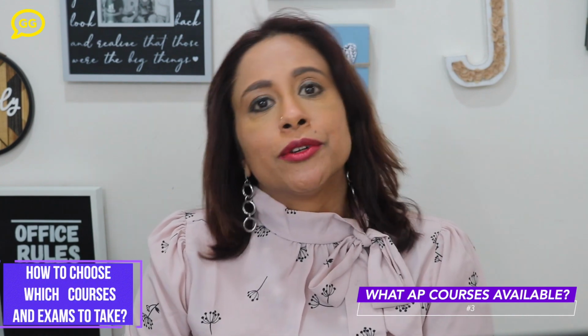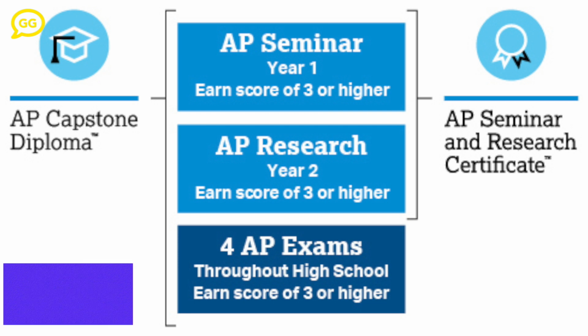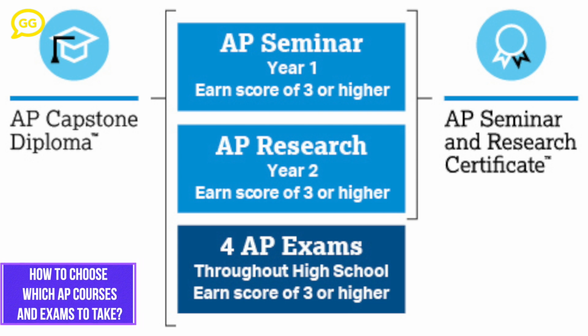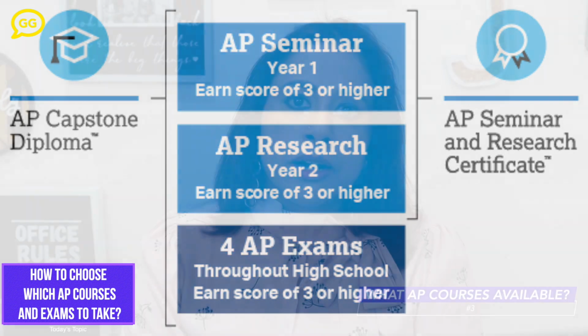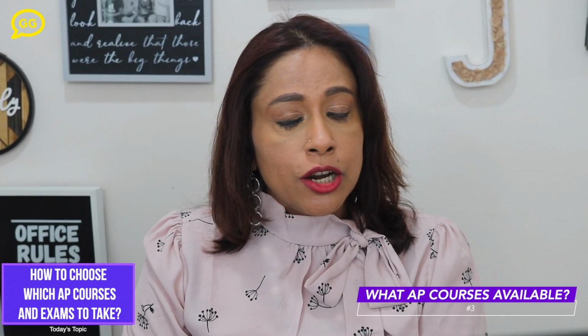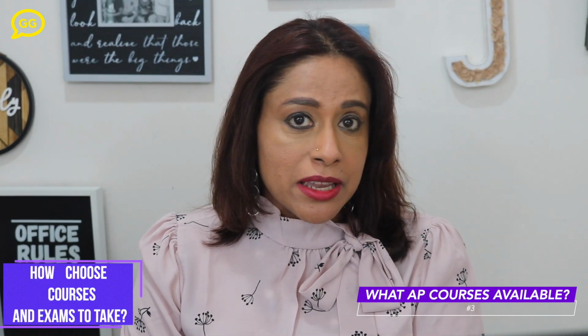And a little bit about the Capstone Diploma. The Capstone Diploma is awarded to students who finish their AP Seminar, Research, and 4 other APs as a part of their curriculum, and they've scored 3 or more, and then the school awards them with a Capstone Diploma. And trust me, it shows rigor, interest, and passion in your student's profile. A lot of colleges like to see that. Right, so this is about the AP Capstone.